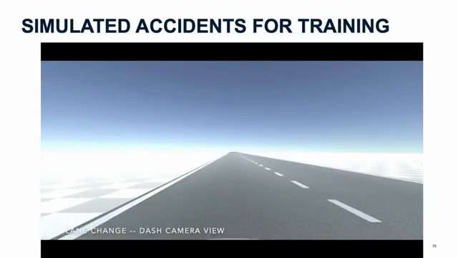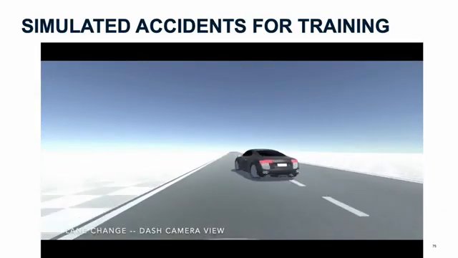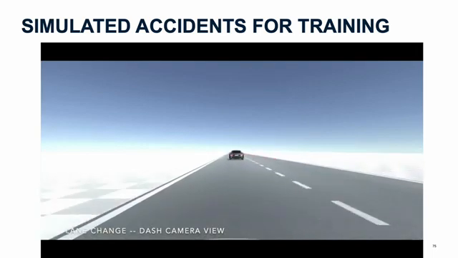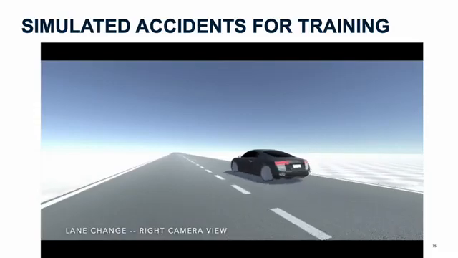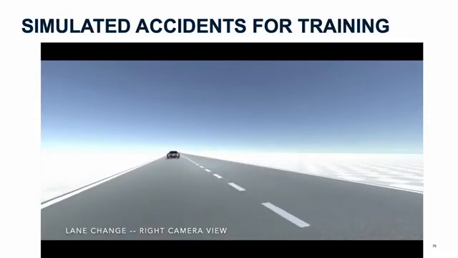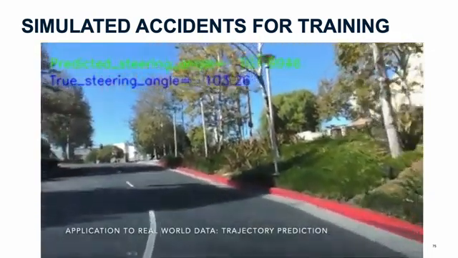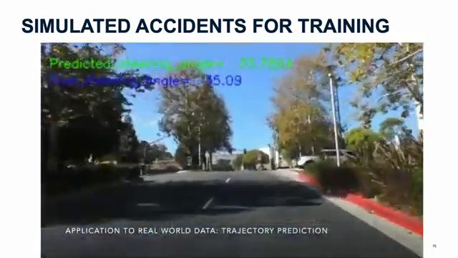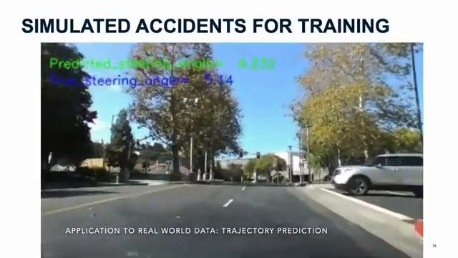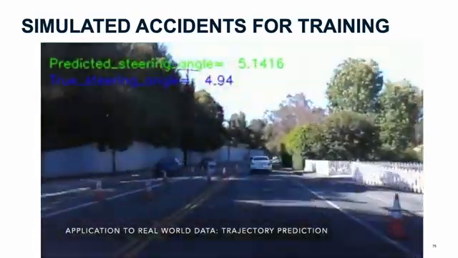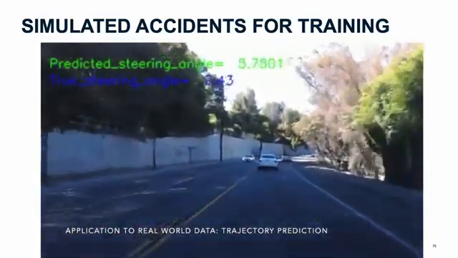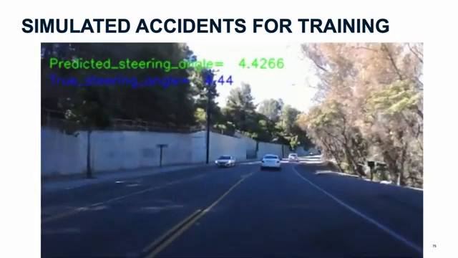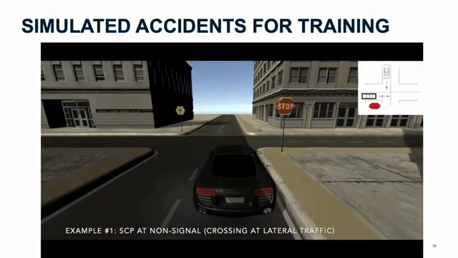Right camera views are also able to be generated. So in addition to lane changes, we also have dash cam views, either from the passenger side or the driver side. These give you some idea of what different viewpoints can be captured using our system. We have incorporated this with application to real-world data sets for trajectory prediction, and you can see that our steering angles by and large match the captured steering angles from the actual real-world driving.